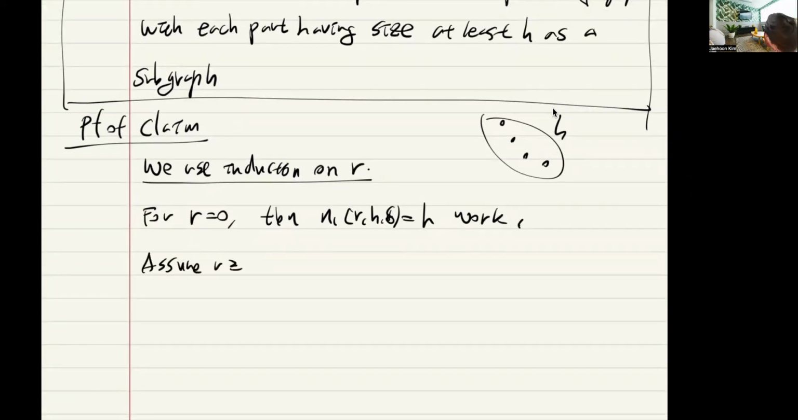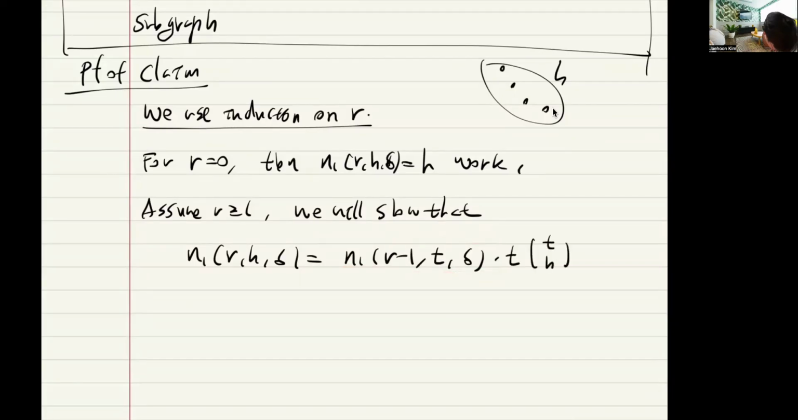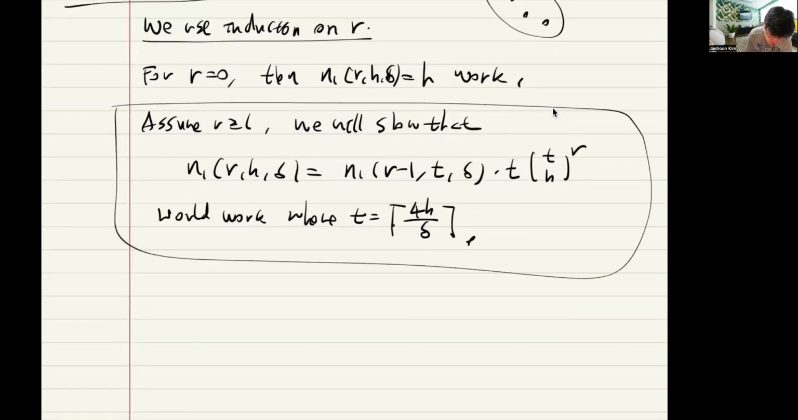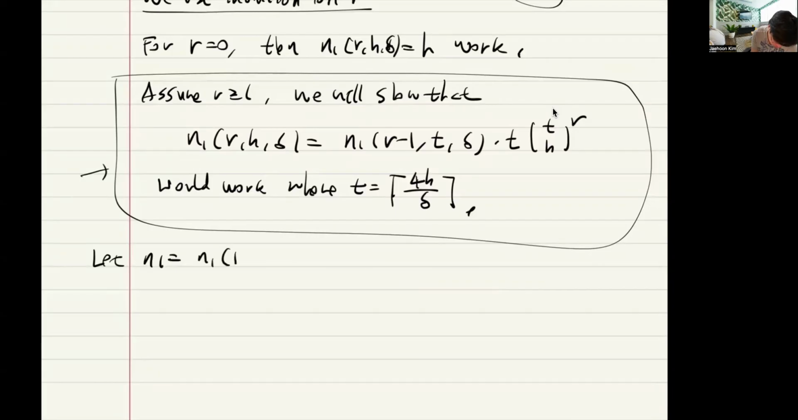So assume r is at least 1, and we will show that N1 of r, H, delta, we can take it as N1 of r minus 1, T, delta, which exists from the induction hypothesis, times T to the H to the r, would work, where T is defined as, say, 4H divided by delta, taking the ceiling. So this is what we will show. This is the induction step.